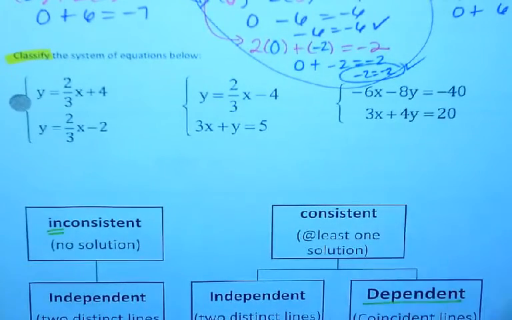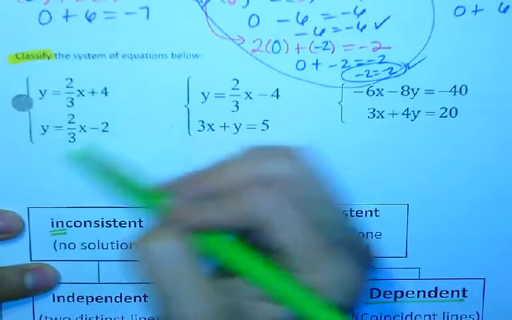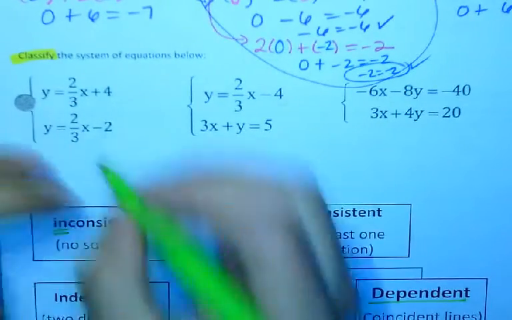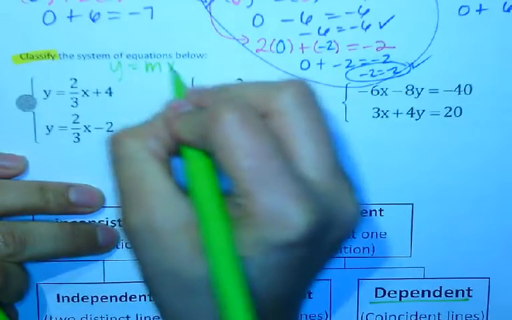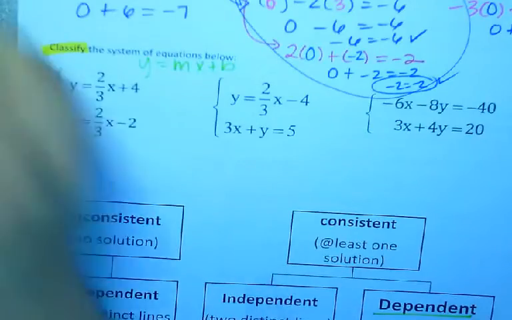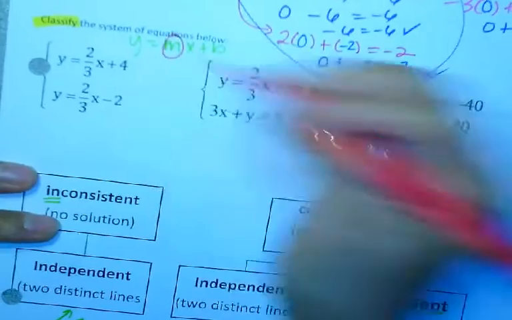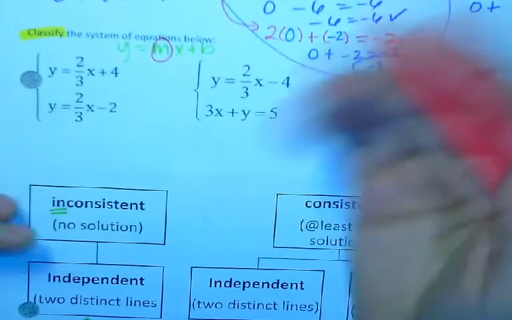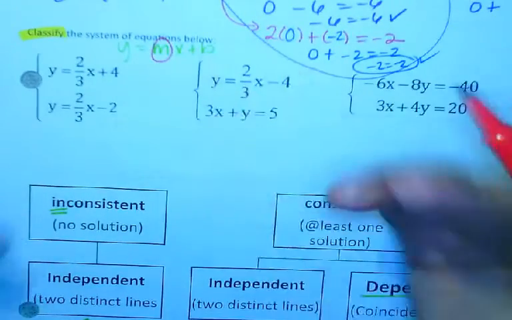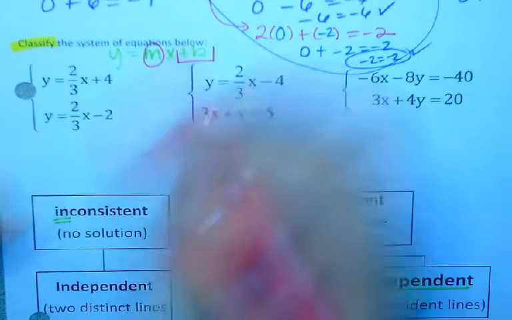The best way, especially if you don't have a calculator and you can visually see, is to have it in slope-intercept form. In other words, y equals mx plus b. Why? Because in order for me to classify, I need to know what the slopes are, because if they have the same slope, I know that they're going to be either the same line or parallel, and I need to know the y-intercepts.